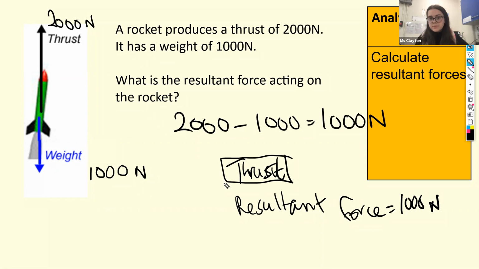The weight is still there. It's just that the thrust is overpowering it, it's greater than. Yeah, absolutely. It's greater than. Okay, these are great ideas. These are lovely ideas, in fact. Right, let's move on.